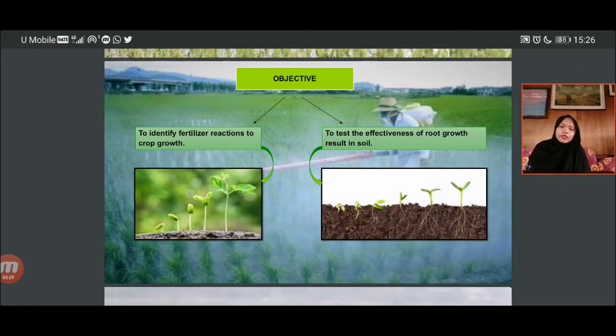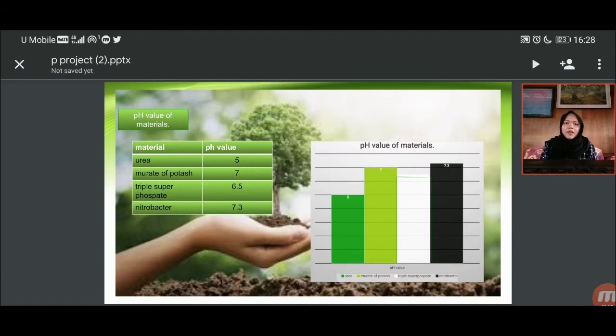Second, to test the effectiveness of root growth result in soil. It is to aid in the diagnosis of plant culture problems, to improve the nutritional balance of the growing media, and to save money and conserve energy by applying only the amount of fertilizer needed. Next, pH value of materials.